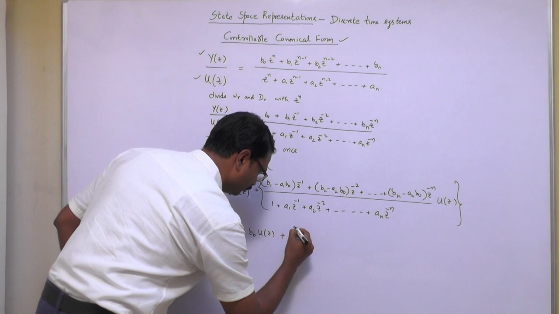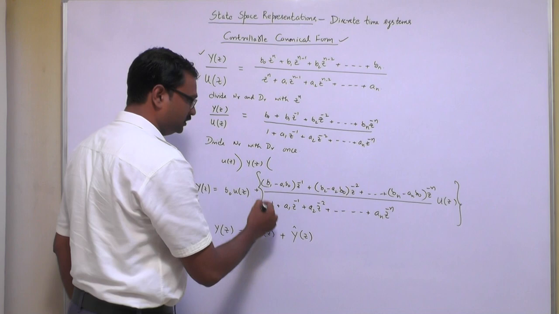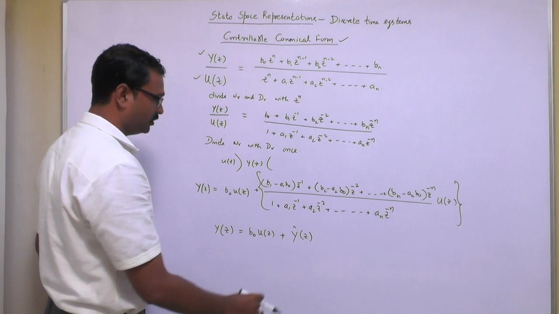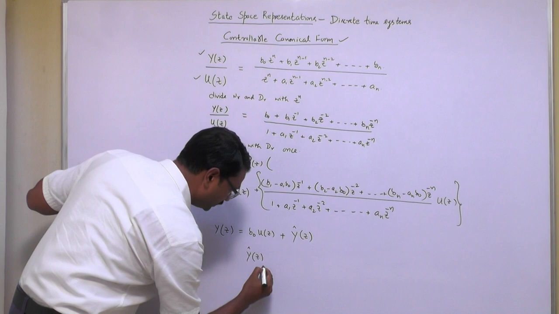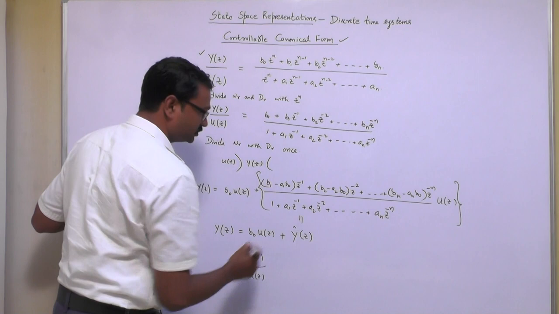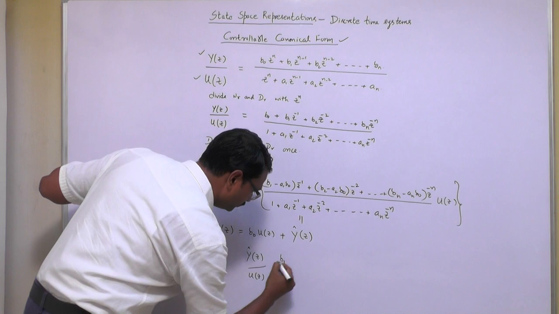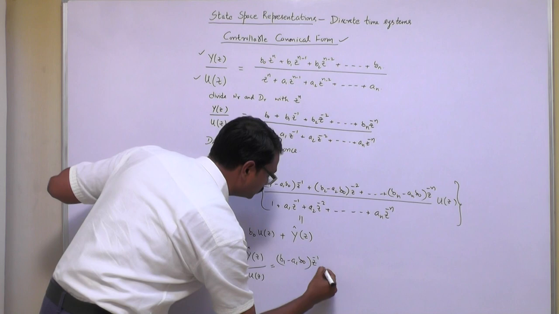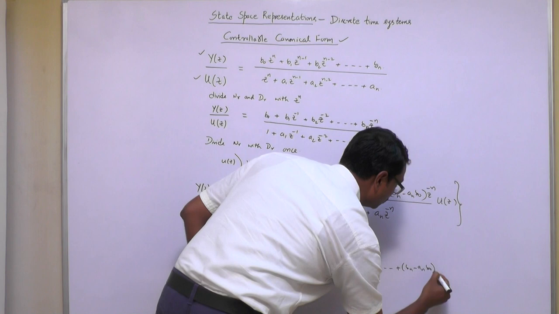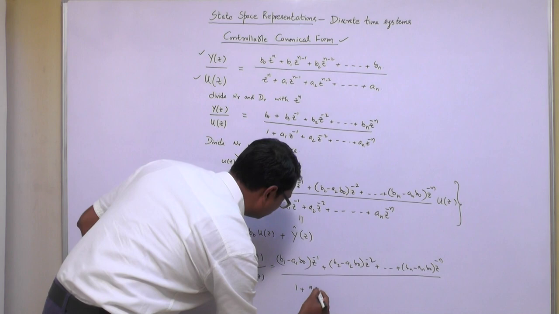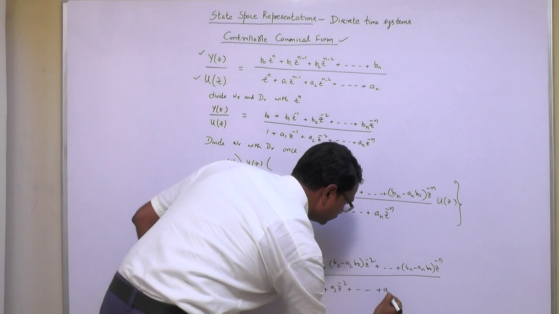Y cap of z. Let us say the factor inside the braces, you can call it as Y cap of z. And if you replace this with Y cap of z, then from the braces you can say Y cap(z)/U(z) is equal to ((b1 - a1 b0) z^-1 + (b2 - a2 b0) z^-2 + ... + (bn - an b0) z^-n) / (1 + a1 z^-1 + a2 z^-2 + ... + an z^-n).